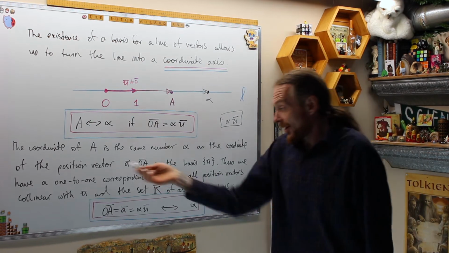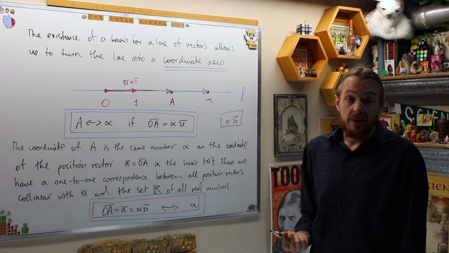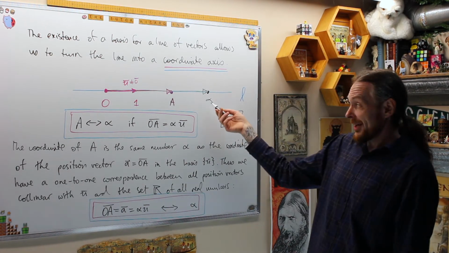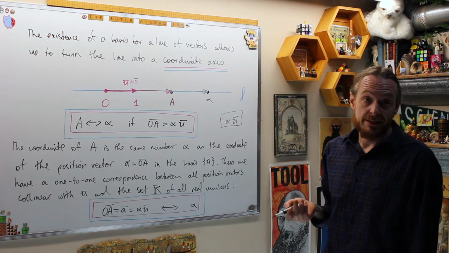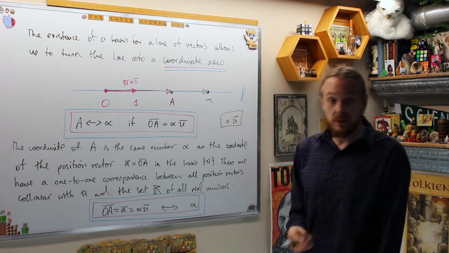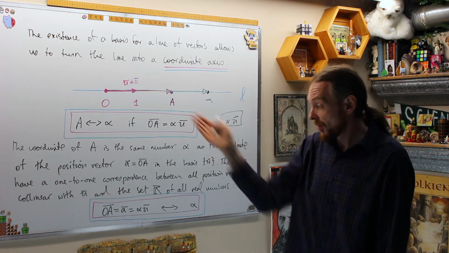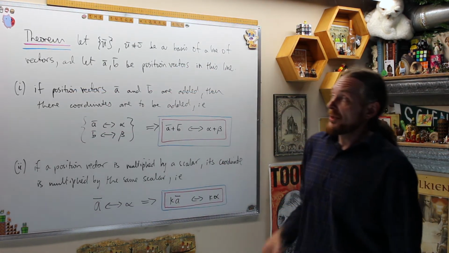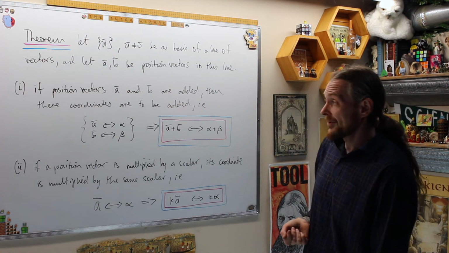So if I have a point on there or a position vector, I can create a unique number alpha, which comes from writing it as a multiple of our basis vector u. And if I have an arbitrary number alpha, I can create a position vector with respect to that basis u, which will be alpha u. Therefore, we have what we call a one-to-one correspondence between the set of all real numbers and position vectors with respect to that basis u. Theorem: let u be a non-zero basis vector for a line of vectors, and let A and B be two position vectors in this line.